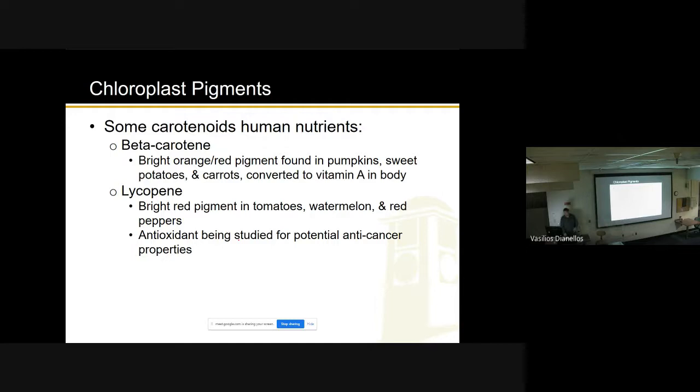Anyway, that's beta carotene. Lycopene gives that red color. Tomatoes, watermelon, red peppers. It's an antioxidant. It's really good for you. And I'm going to put a big old X on this side as well. That's good for you to know, but it's not going to be on the exam. Any questions about this slide?